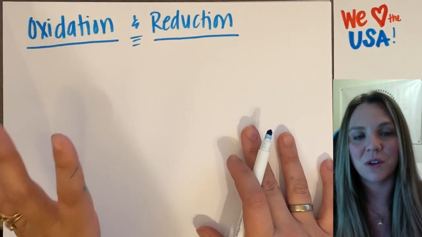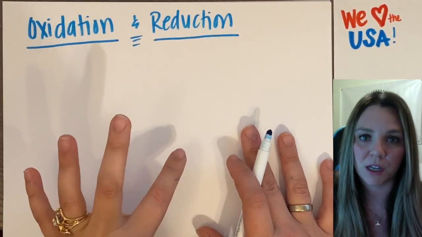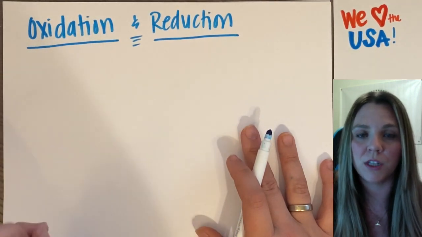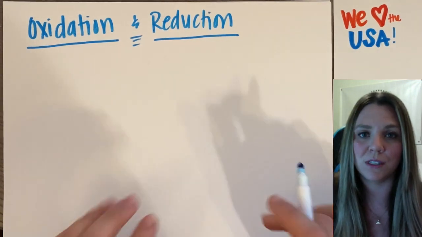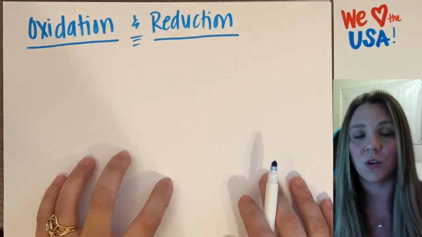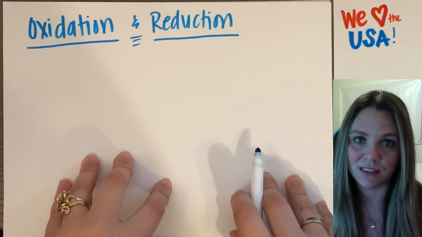In this video, we're going to look at oxidation and reduction. We're going to figure out which reactant is oxidized, which one is reduced, and which one is the oxidizing agent or the reducing agent.